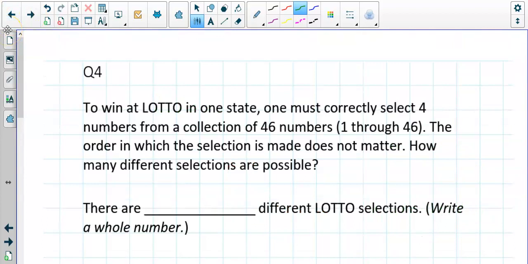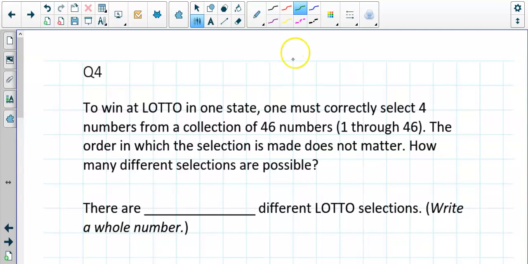All right, now we want to win the lottery. So one must correctly select 4 numbers from a collection of 46 numbers. The order in which the selection is made does not matter. How many different selections are possible? So if you think about this, since the order doesn't matter, this is our combination.